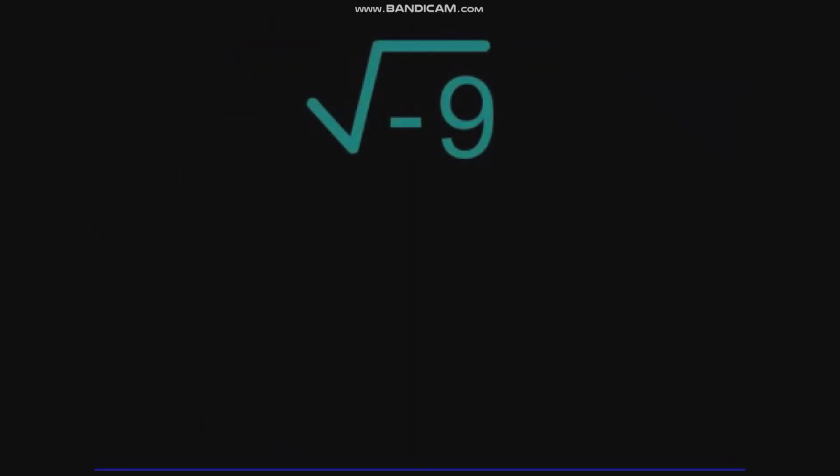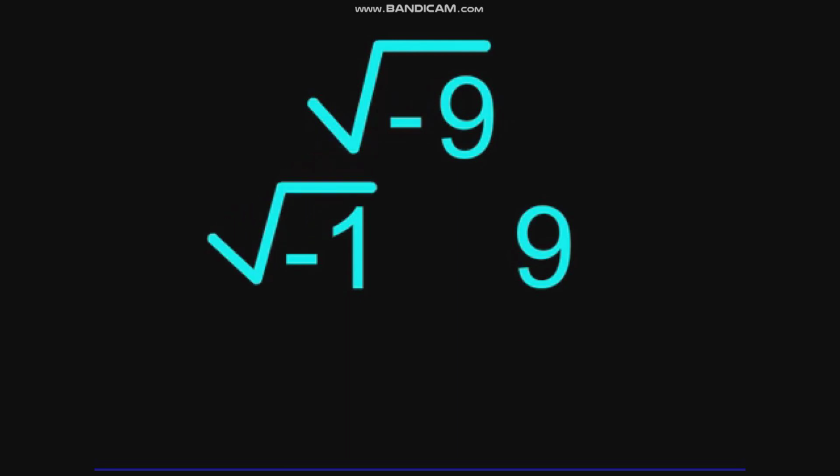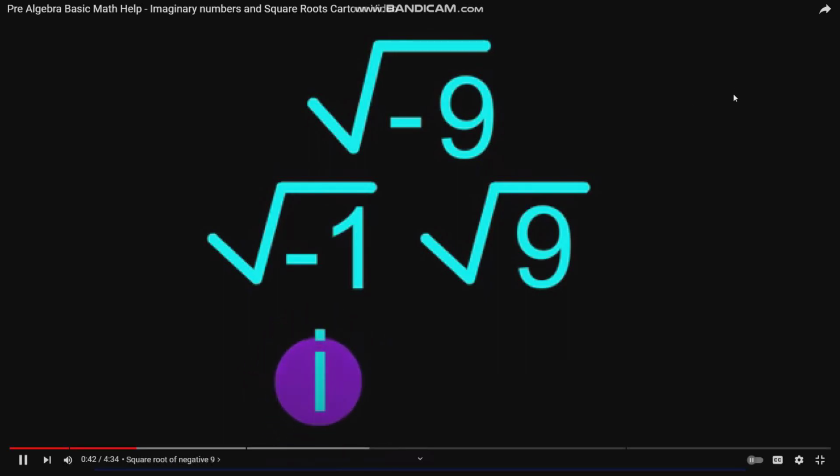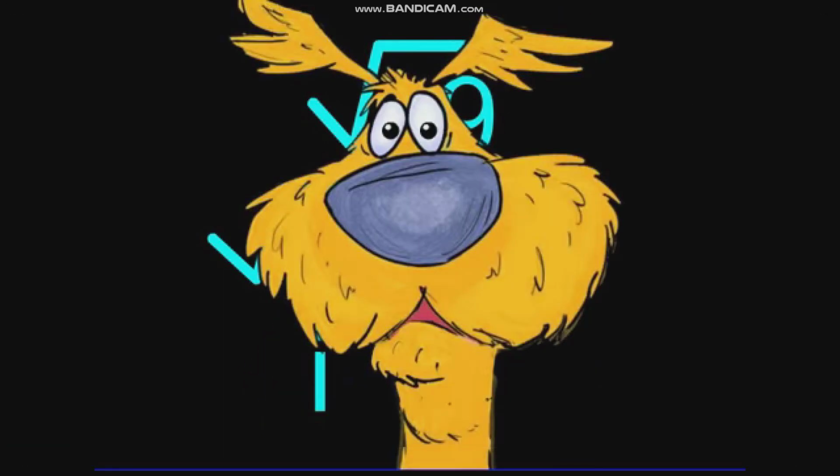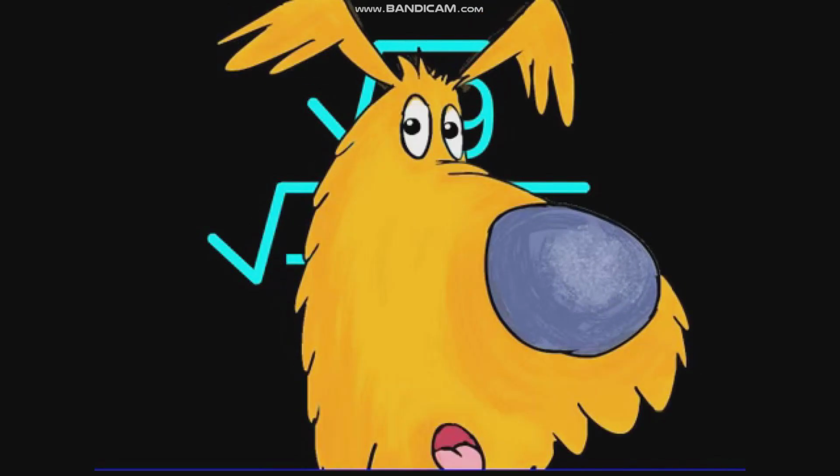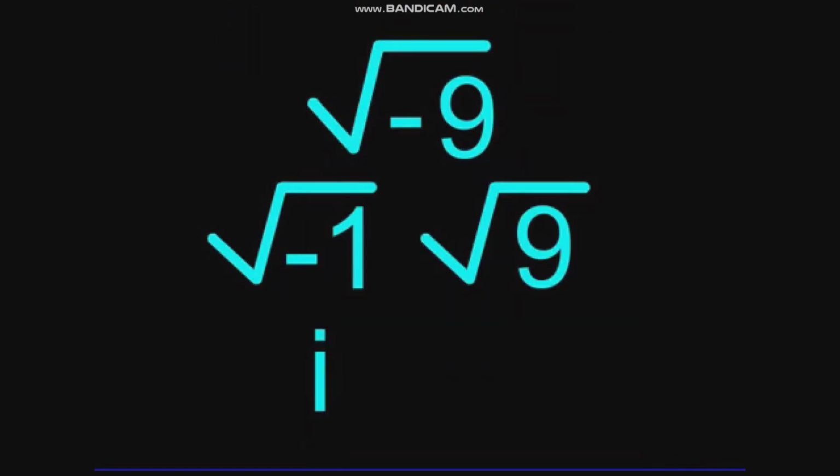To find the square root of -9, we have to realize the negative sign indicates there is a -1 hiding in front of the 9. Our problem now reads the square root of -1 times the square root of 9. The square root of -1 is i, which stands for imaginary number. Imaginary number? That's right. In mathematics, the square root of -1 is always i.